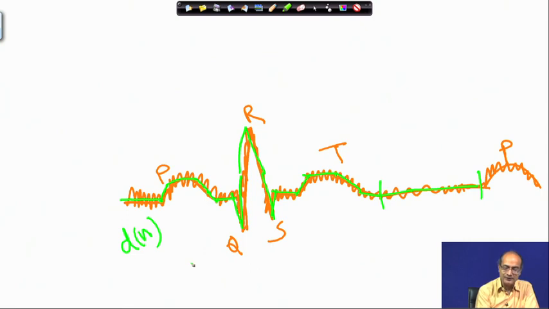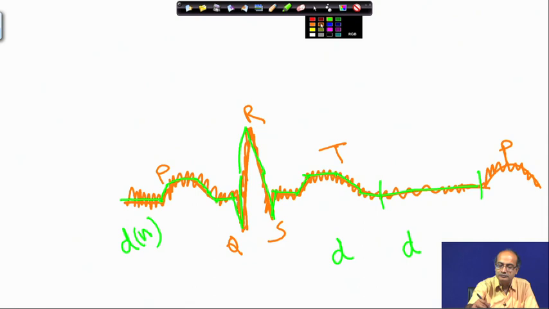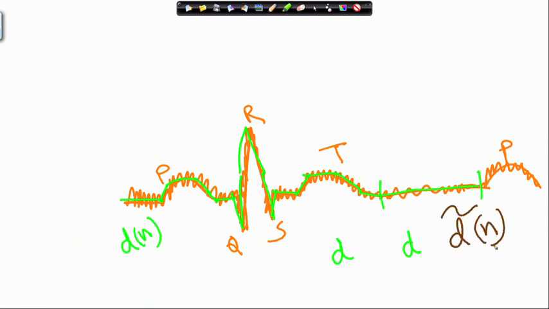With the help of that, what we would like to do is calculate d tilde n, and that one would be smooth, and after the optimal filtering we can make use of that, and we can proceed with that for further processing.